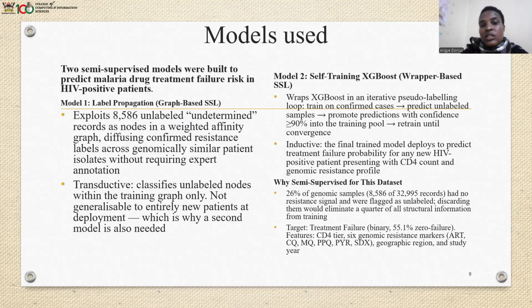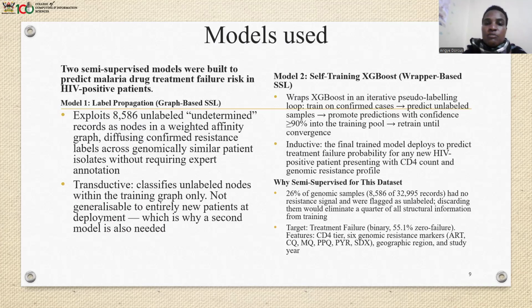For the second model, we use the self-training XGBoost. This is a wrapper-based inductive model. It starts by training a standard XGBoost model on just the confirmed cases. Then it uses that model to predict labels for the unlabeled data. If the model is extremely confident in a prediction, we set a threshold of 90%, it pseudo-labels that data and adds it to the training set. The model then retrains on this enlarged data set, and the process repeats. This iterative loop allows the model to gradually learn from the unlabeled data.